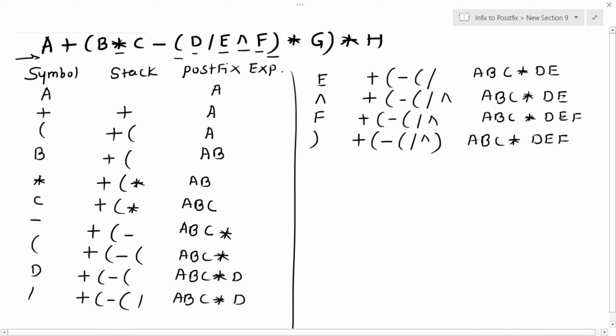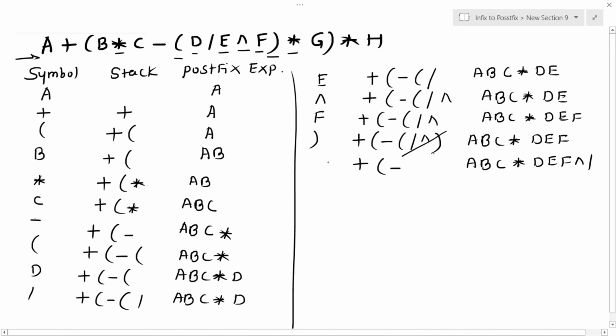Now here in between left parenthesis and right parenthesis there are two operators. One is a division and the second one is an exponential. So they get cancelled. So the expression is ABC multiplication DEF. The topmost operator is exponential, so it gets popped first and then division. So our stack has plus, left parenthesis and minus.